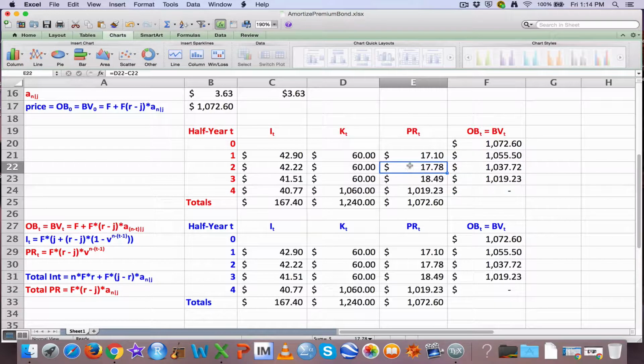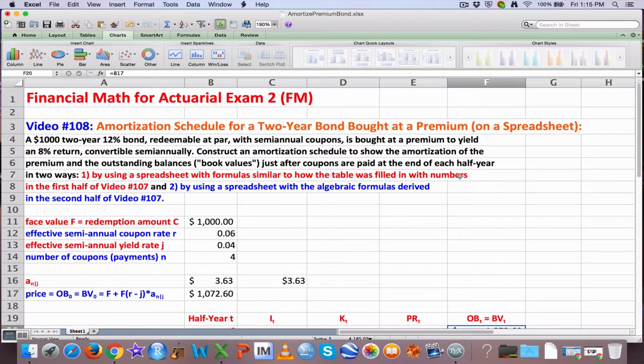And essentially the reason for that is because the principal reduction when you buy the bond at a premium here keeps going up each time. So your balance is going down faster and faster, which is essentially why the graph is concave down. And that probably was worth mentioning as well.